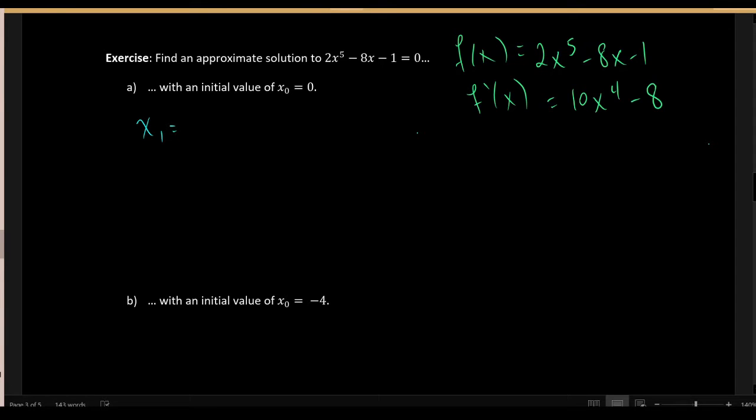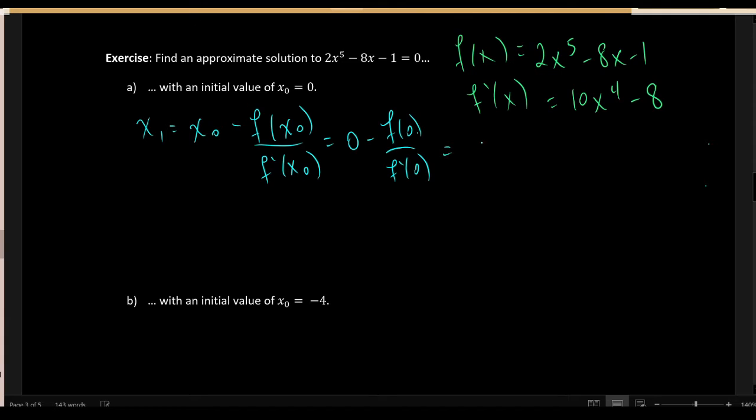I would say x sub 1 is equal to the previous x, x sub 0, then subtract f with x sub 0 plugged in, and divide that by f prime with x sub 0 plugged in. So using the fact that x sub 0 is equal to 0, this would be equal to 0 minus f of 0 divided by f prime of 0.